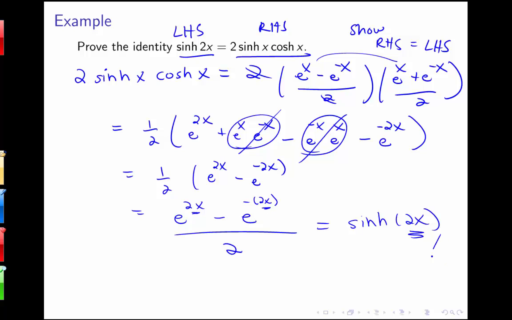Okay, so this is our proof that 2 hyperbolic sine of x, hyperbolic cosine of x, is equal to the hyperbolic sine of the quantity 2x. Okay, so this is a kind of thing that we'll often do in this section.